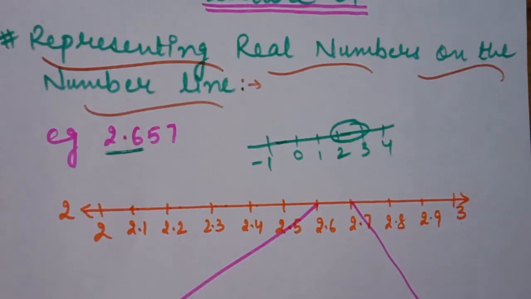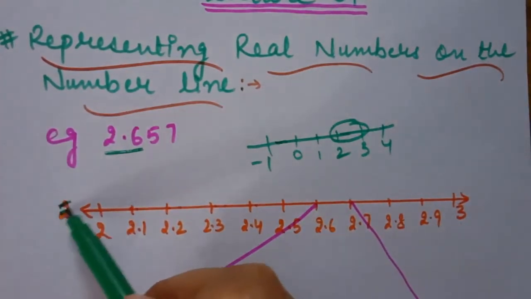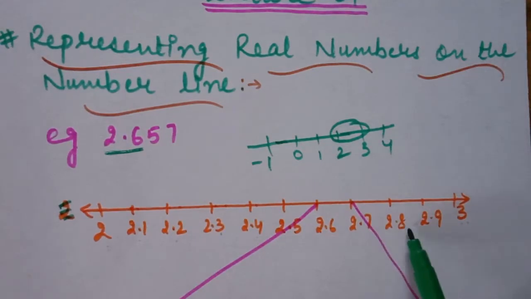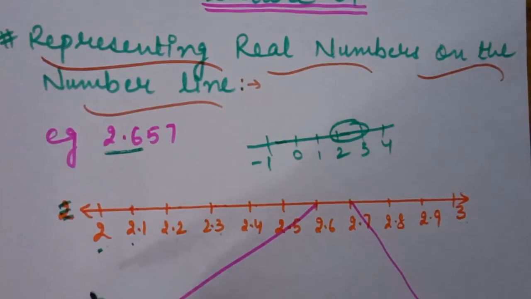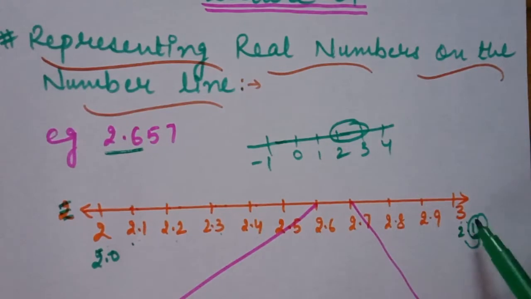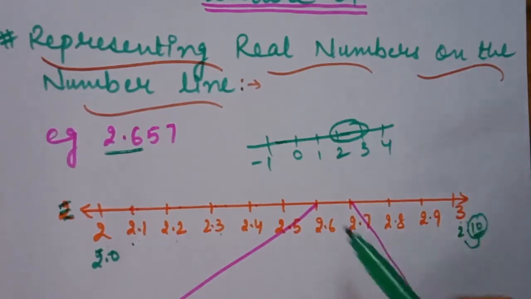Between 2 and 3, we have 10 equal subdivisions, so I marked them. It is 2 and it is 3, then 2.1, 2.2, 2.3, 2.4, 2.5, 2.6, 2.7, 2.8, 2.9. Some students may wonder what the difference is between 2.0 and 2.10. When we complete one round, we add to the left side of the decimal, and it becomes 3. Now we know that this number lies between 2.6 and 2.7.